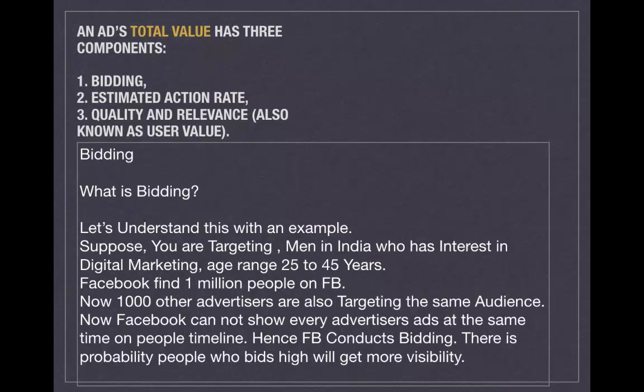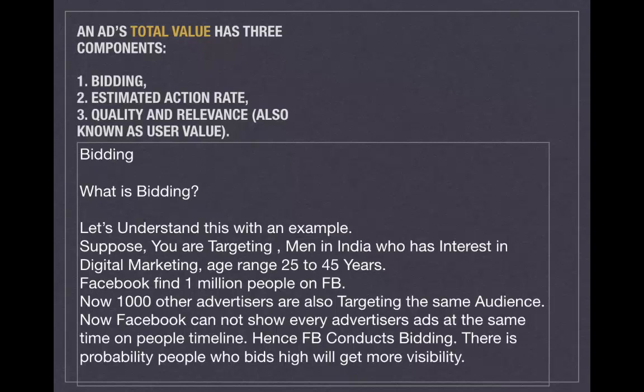Let's understand with an example. Suppose you are targeting men in India who have interest in digital marketing, age range 25 to 45 years. Facebook finds that there are 1 million people on Facebook. Now 1000 other advertisers are also targeting the same audience. Facebook cannot show every advertiser's ad at the same time on people's timeline. Hence, Facebook conducts bidding. So there is a probability people who bid high will get more visibility.